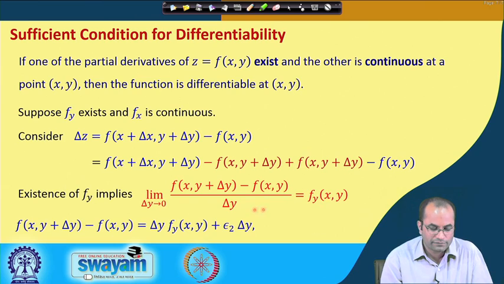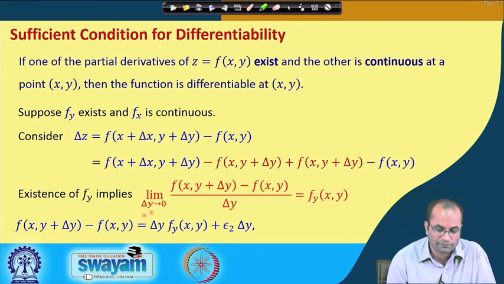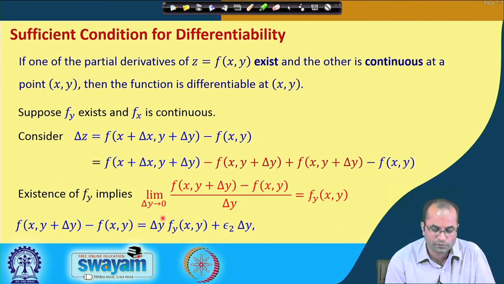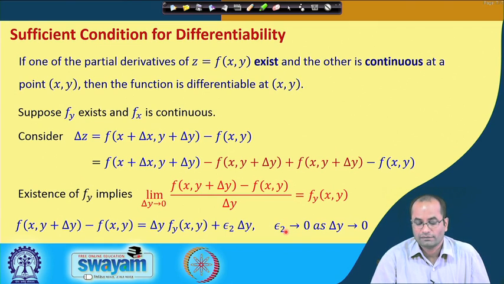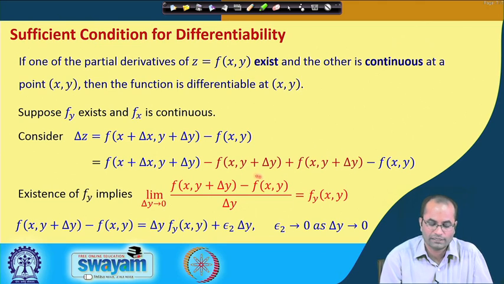Having this, we get f(x, y plus delta y) minus f(x, y) is equal to delta y multiplied to the right side. So we have f_y(x, y) plus this epsilon 2 which we have introduced here, times delta y. And note that this epsilon 2 must go to 0 as delta y goes to 0. This is the condition because of the limit we have observed.